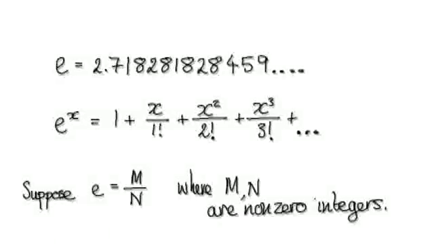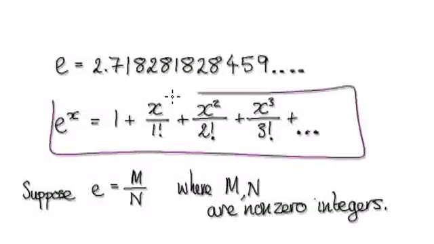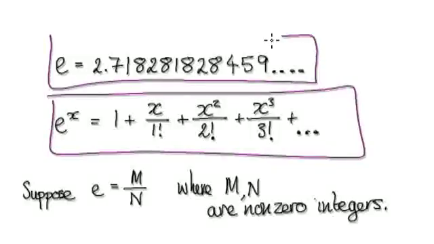In this video, we're going to use infinite series to prove that e is an irrational number. To do this, we're going to use proof by contradiction.